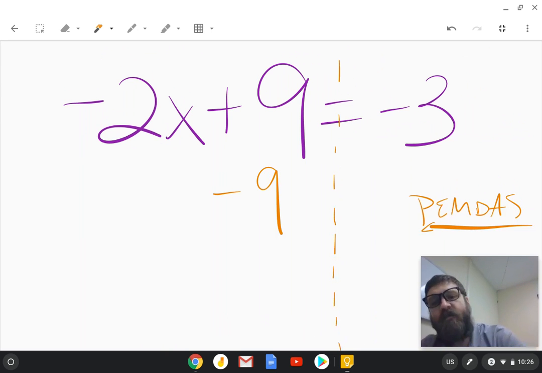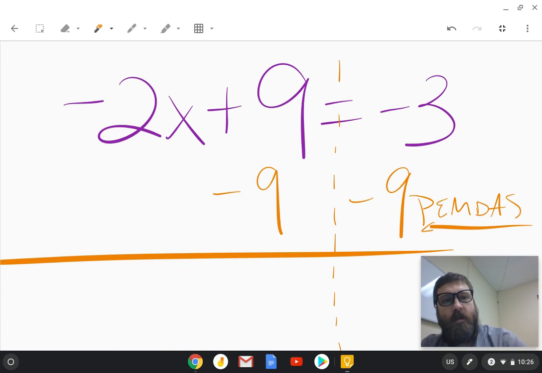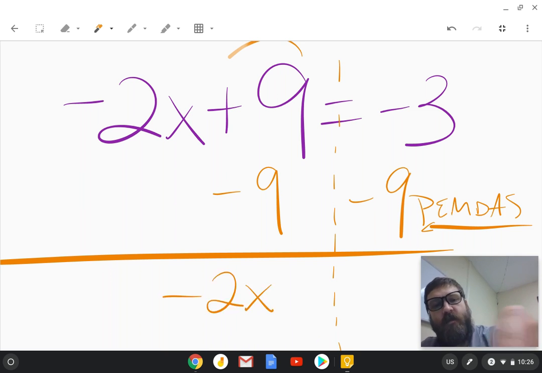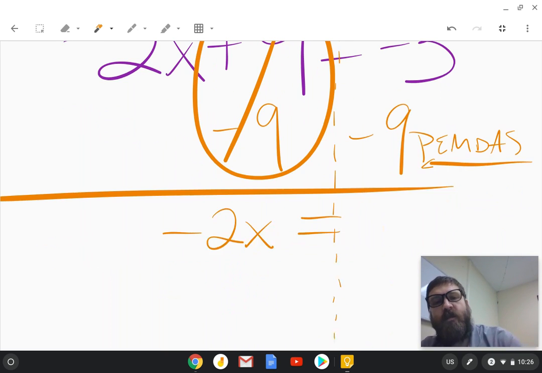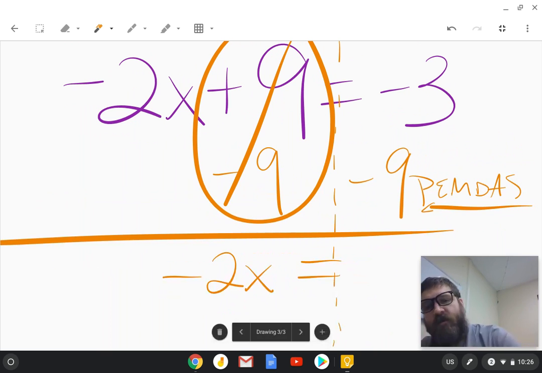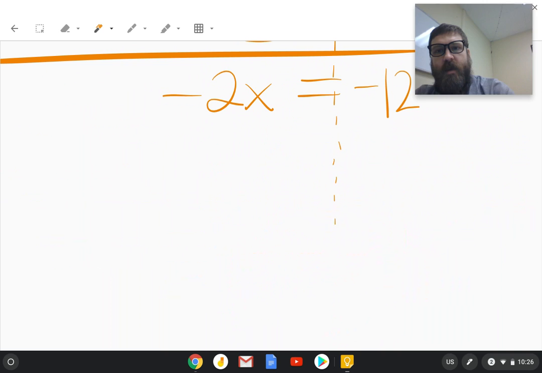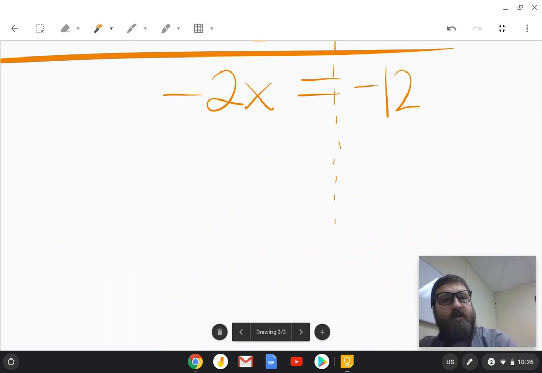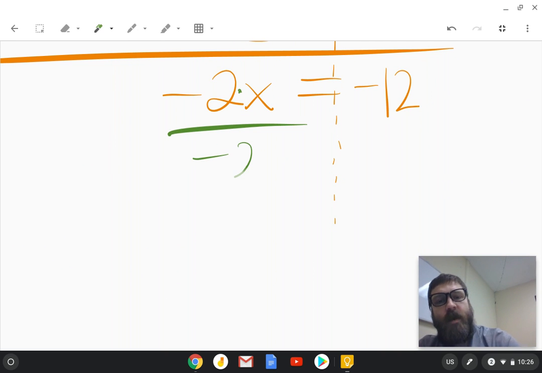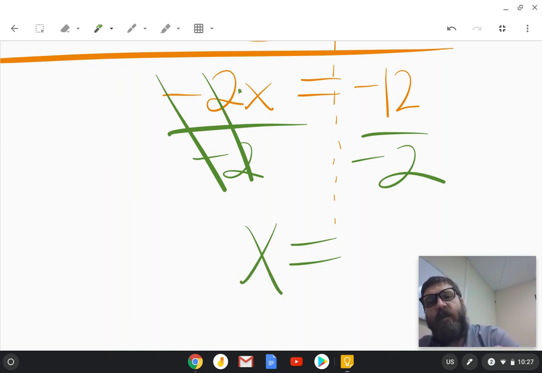We see that if we subtract 9 from both sides, I get negative 2x. These cancel each other out, equals negative 9 minus 3. You can use your calculator if you need to, but that's negative 12. Now, don't let these negatives scare you. We still have negative 2 times x. So we're going to divide by negative 2. Those cancel, leaving me with x equals negative 12 divided by negative 2. Those negatives are going to cancel each other out, leaving me with 12 divided by 2. Again, use your calculator if you need to, is 6.